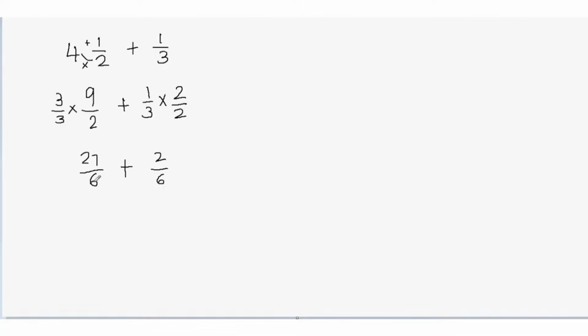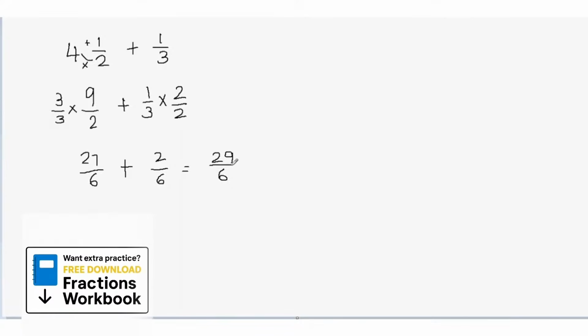Now you can see that I have got the same denominators. That's how you get the same denominators, when you multiply your fraction with each other's denominator. We know that we never add or subtract the denominators. We do multiply them, but we never add or subtract them. So my denominator will still remain 6 here. And 27 plus 2 will be equal to 29. I cannot reduce this fraction anymore. This is already in simplest form.